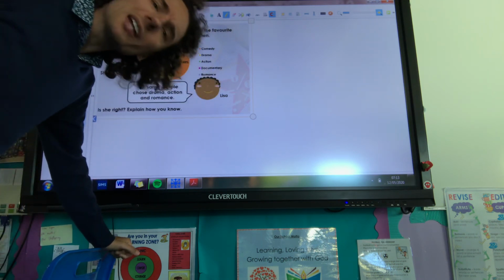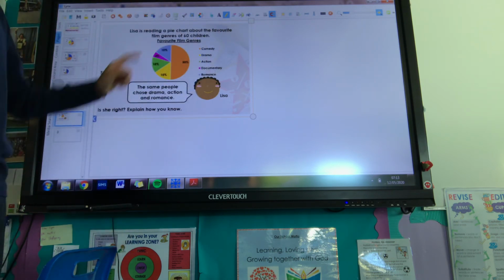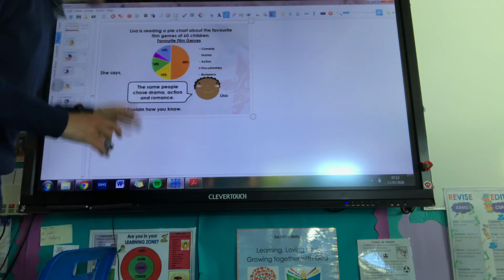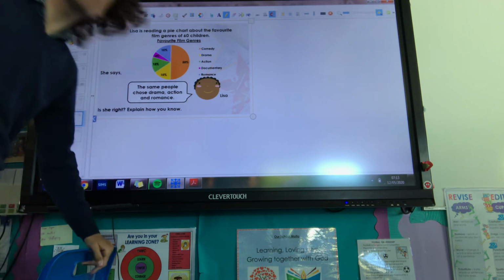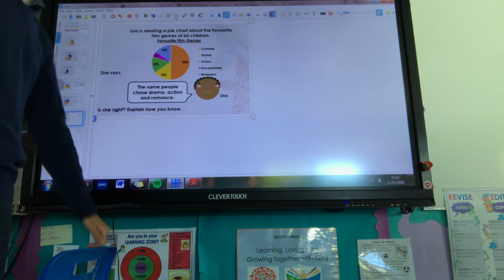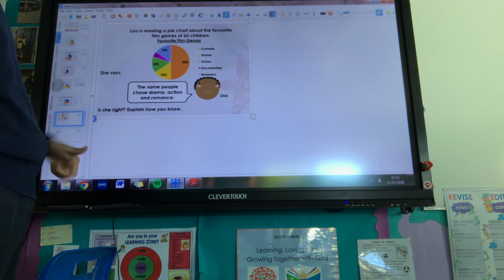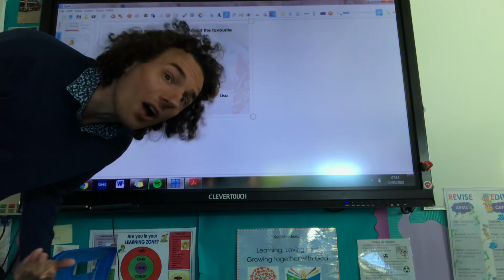It's a tricky one. Rhea C, what do you think? Yes, Rhea, you are correct. No, she's wrong. It's not the same people. It's the same number of people. If 60 children were asked to pick their favourite film genre, they didn't pick more than one. So 15% of 60, as we learned earlier, is 9. So 9 children chose drama, 9 children chose action, and 9 children chose romance. But it was a different 9. It's not the same 9.